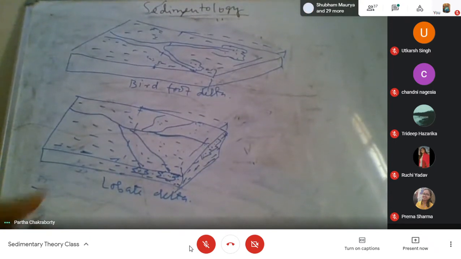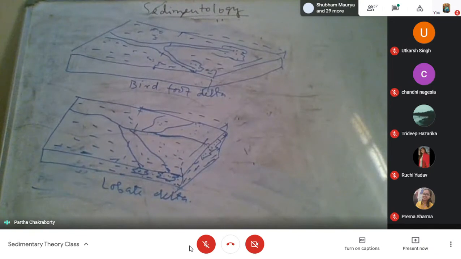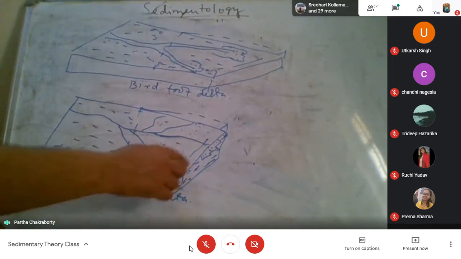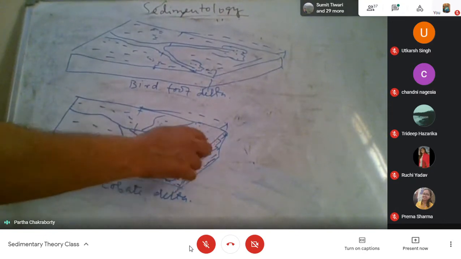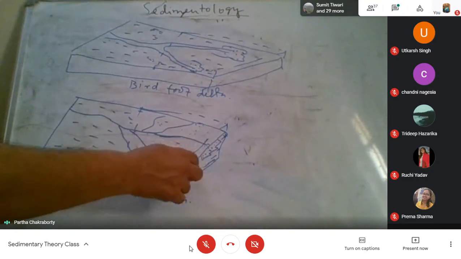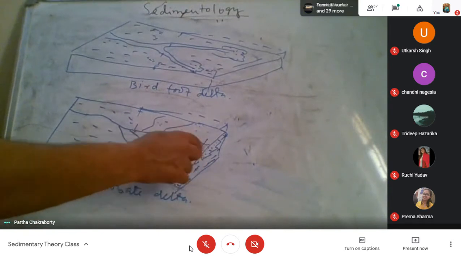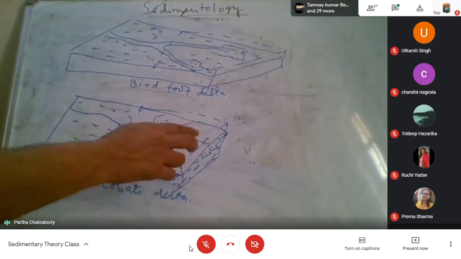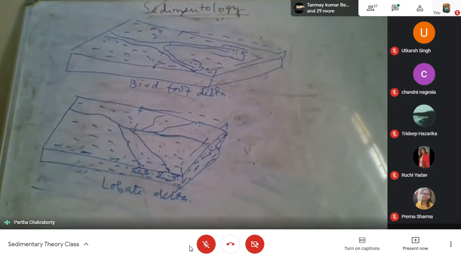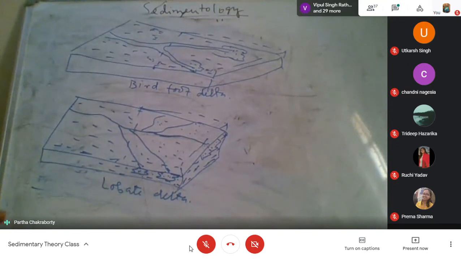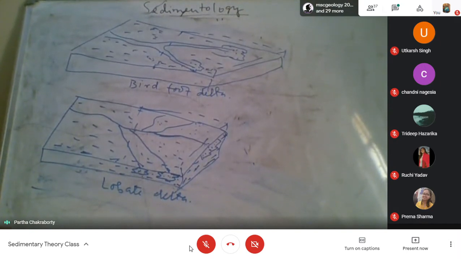But when you have a lobate delta, because it is wave dominated, a number of mouth bars may be formed. So these are mouth bars and these are the interbar areas. The mouth bars sometimes coalesce and form a large sheet of sandstone, and sometimes they may not coalesce, and they may be isolated lenticular bodies.